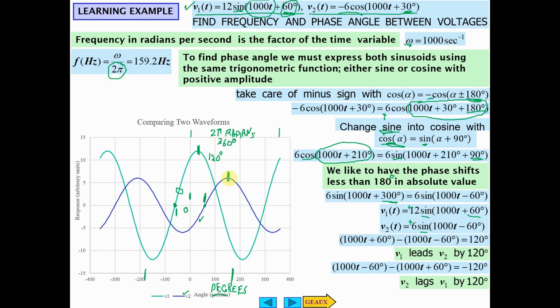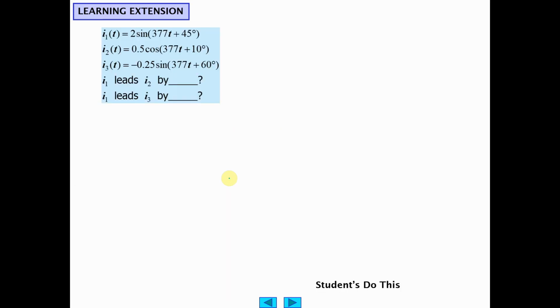That's all, folks, for this example. Now, I want you to do this one right here. So pause, and work on it on your own as practice.